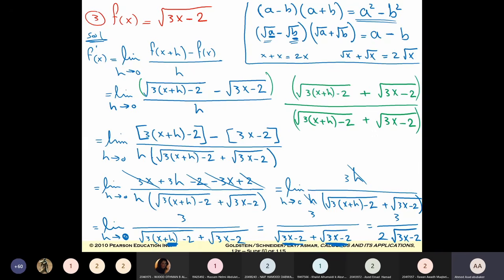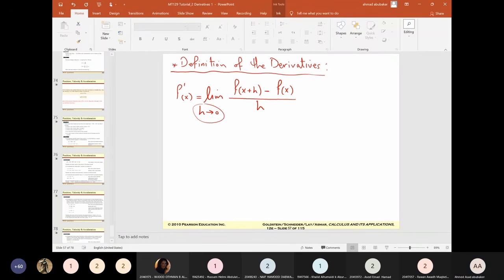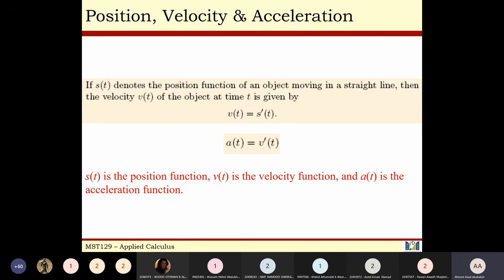Any question? Now we have the application of the derivatives. The first application we have is velocity: position, velocity, and acceleration. Position means s of t, the velocity is denoted by v of t, and the acceleration is denoted by a of t.